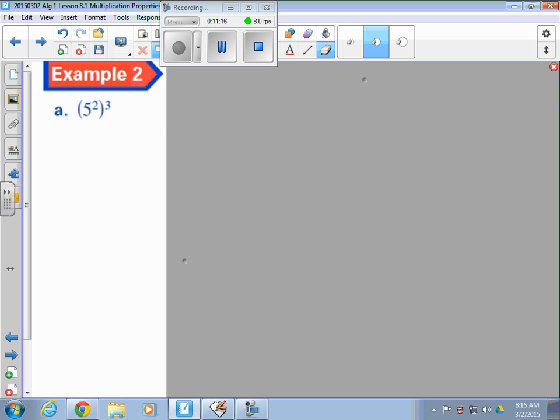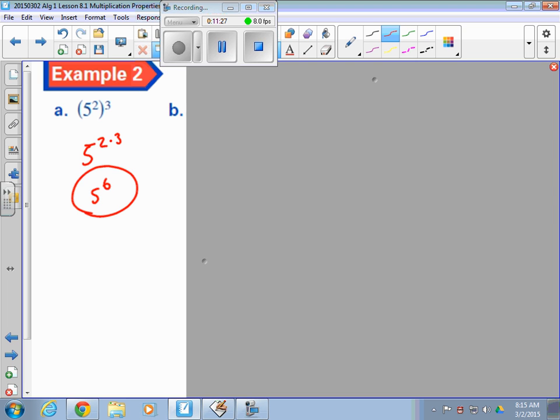Okay, 5 squared to the 3rd power. You do not add the exponents here, 5 to the 2 plus 3, because you're raising a power to a power. It's going to be 5 to the 2 times 3, which is 5 to the 6th power. Again, that's as far as you're going to have to go.